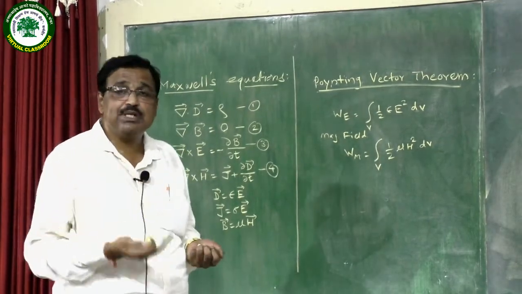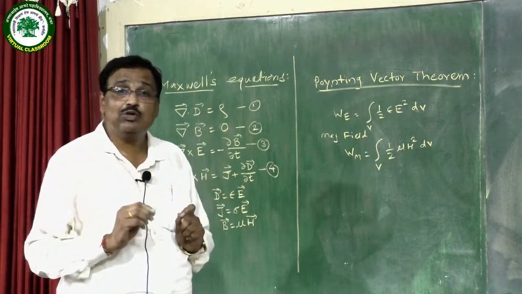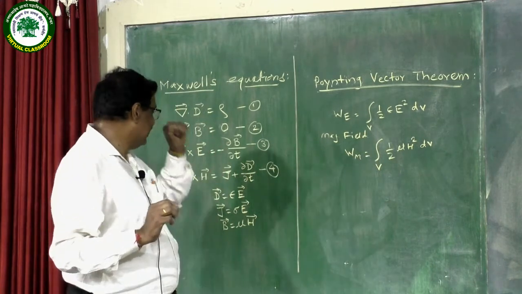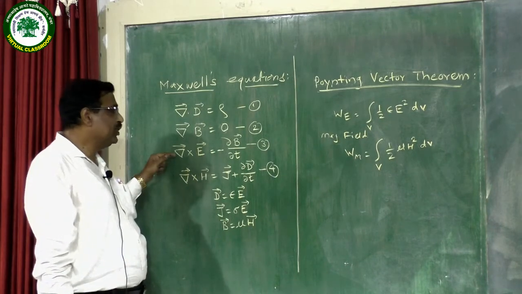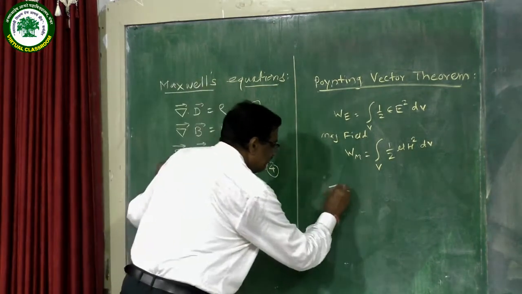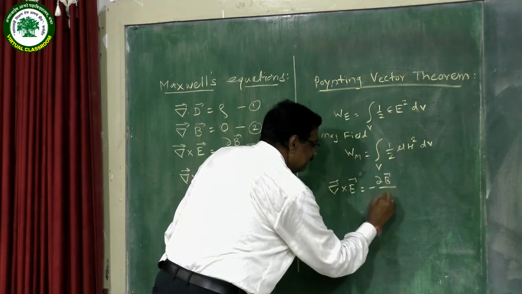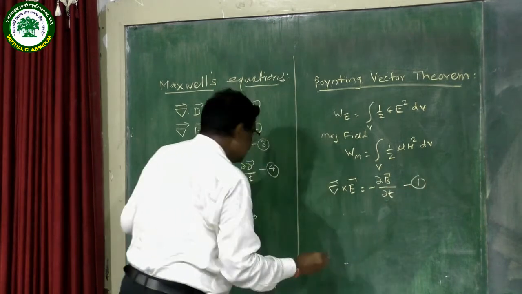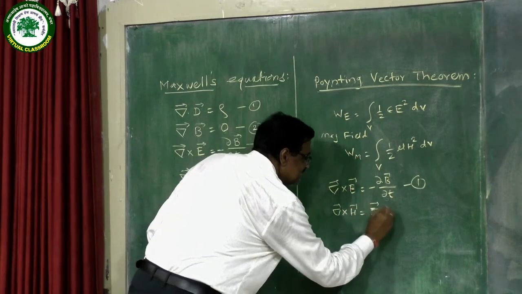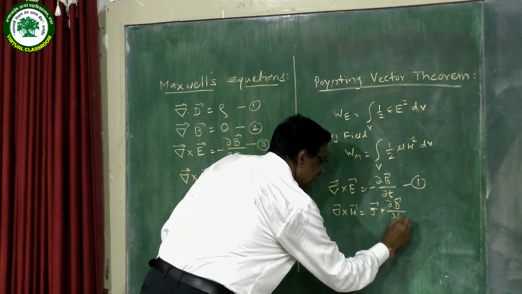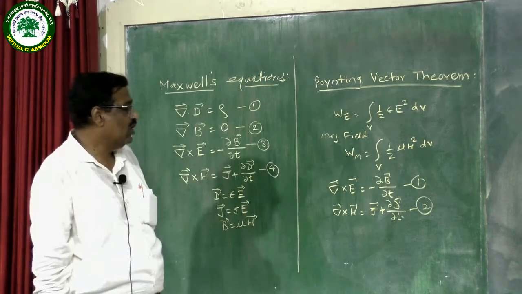Now we want to obtain an expression for electromagnetic energy. That means if both fields are present, we want to derive the expression for electromagnetic energy. To obtain the electromagnetic energy relation, or Poynting vector theorem, we use Maxwell's equations. One equation is curl of vector E equals minus delta B upon delta t. The other equation is curl of vector H equals J plus delta D upon delta t.